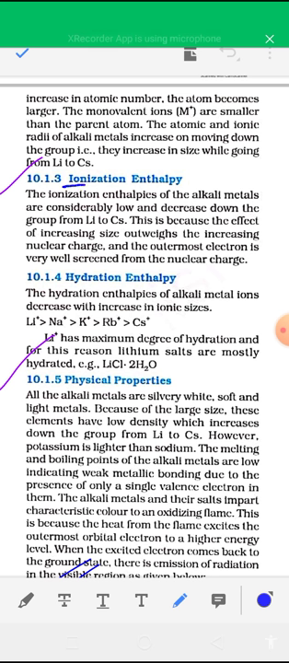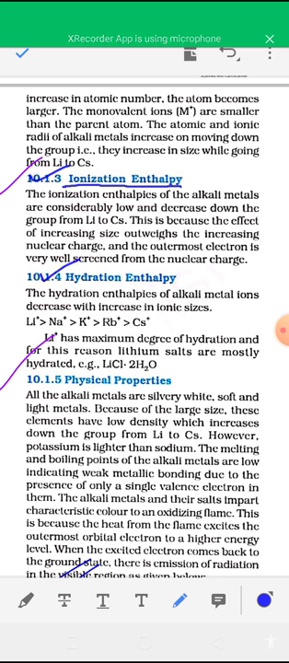Second periodic property is ionization energy. Down the group, ionization energy of the element generally decreases because the size increases and the force of attraction between the nucleus and outermost shell decreases. Therefore, ionization energy decreases from top to bottom. The ionization enthalpy of the alkali metals is considerably low and decreases down the group from lithium to cesium, because the effect of increasing size outweighs the increasing nuclear charge, and the outermost electron is very well screened from the nuclear charge.